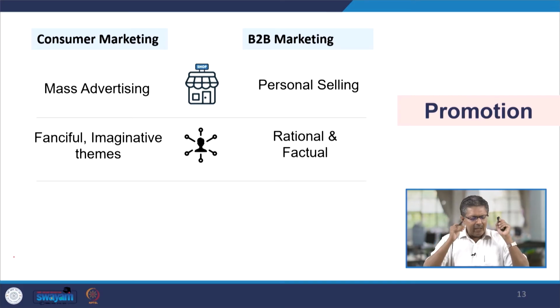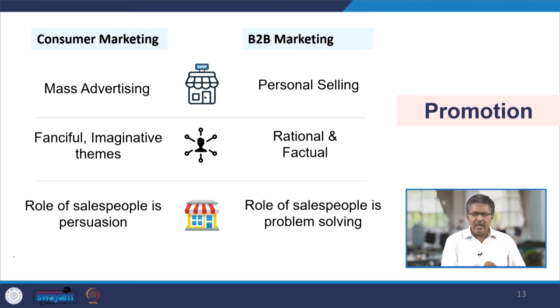When there is personal selling, obviously there is no requirement of advertisement, or very little if it is required. In the consumer market there are fanciful, imaginative themes, and here it is rational and factual. It is exactly what people look into, what they would like to be told. What exactly do they require, and they will try to prepare the product accordingly, to the market's need. The salesperson's role here is of a persuasive nature. In the consumer market, the salesperson tries to persuade, but here it is not about persuasion, it is about problem solving.